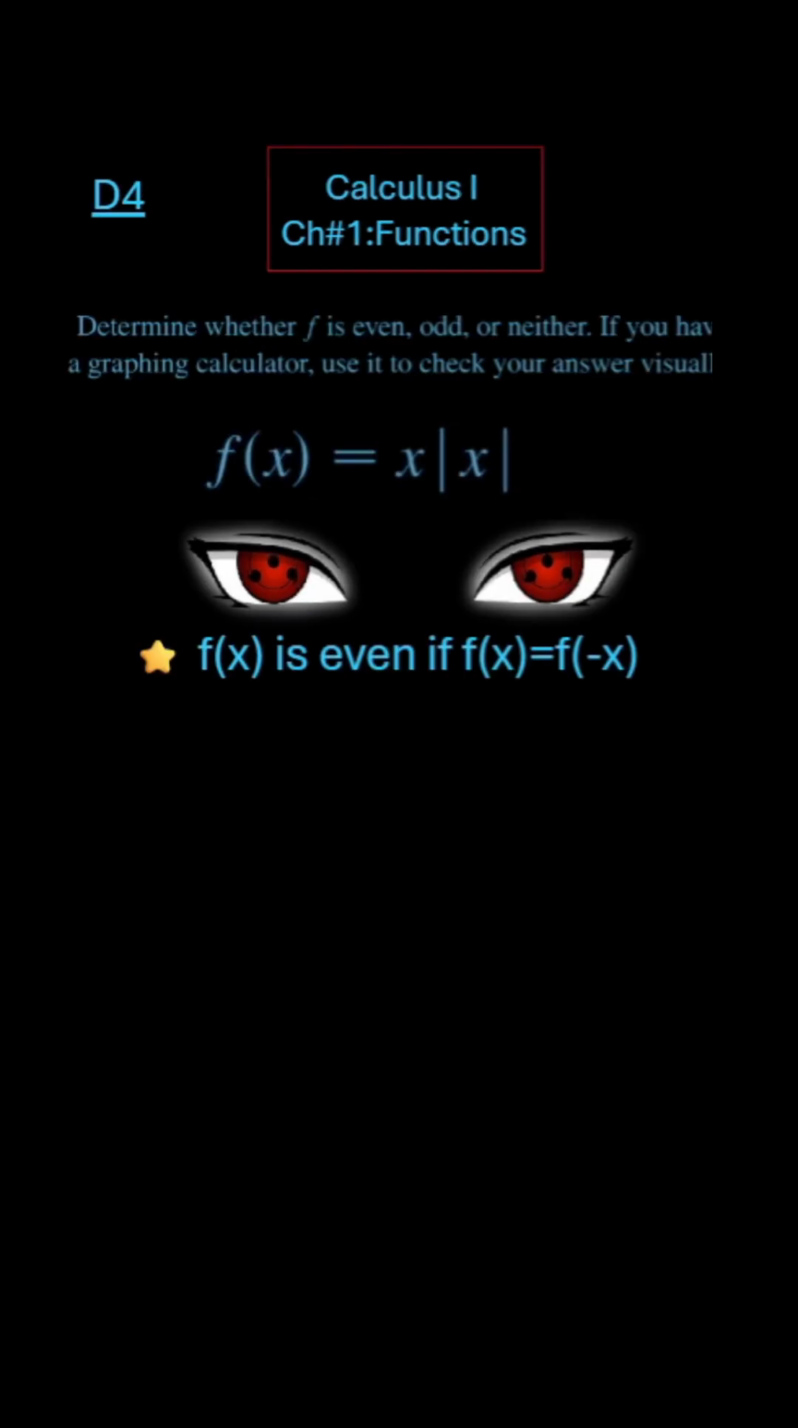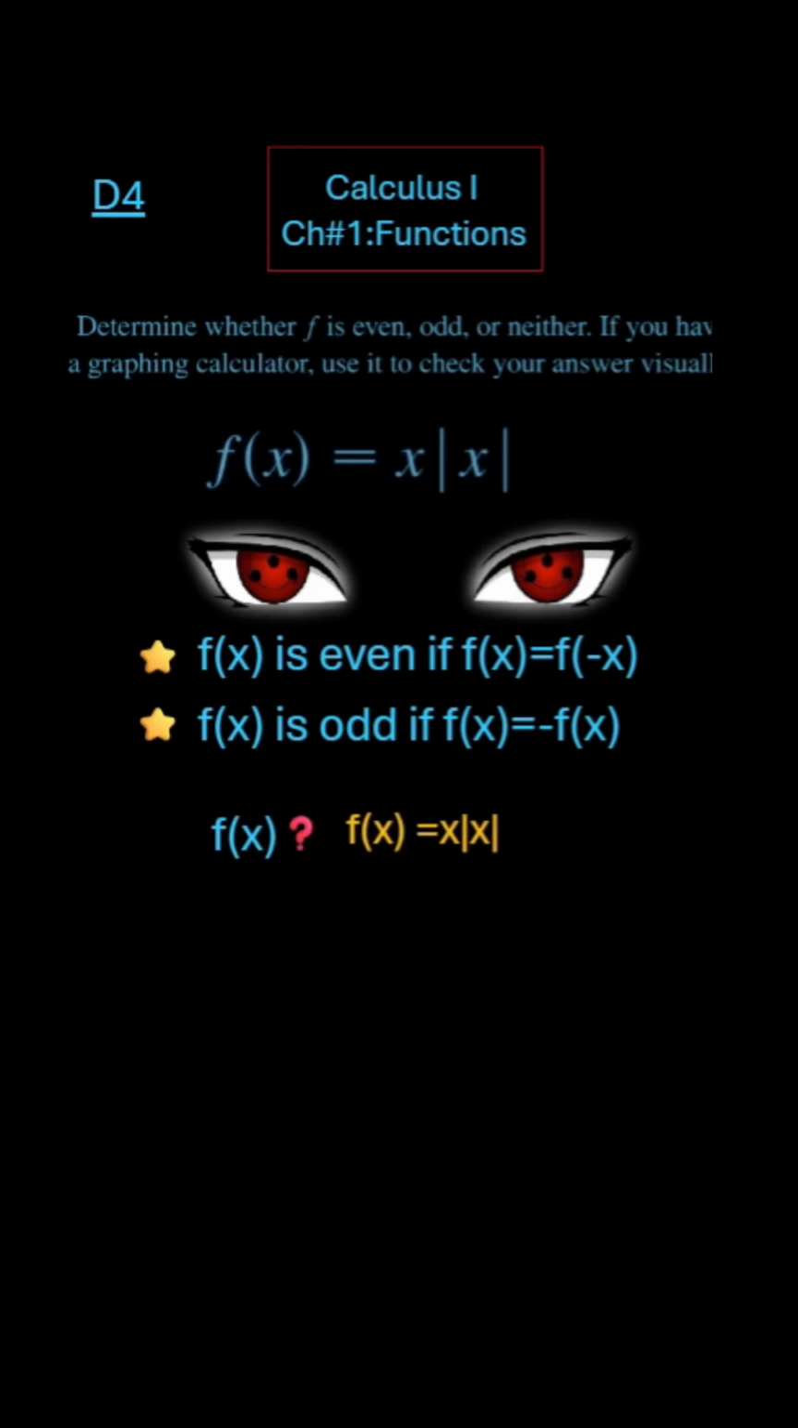First, recall the meanings of even and odd functions. An even function gives the same output when the input is changed to its negative. An odd function gives the opposite output when the input is changed to its negative. Next, consider the given function, which is multiplied by the absolute value of x.